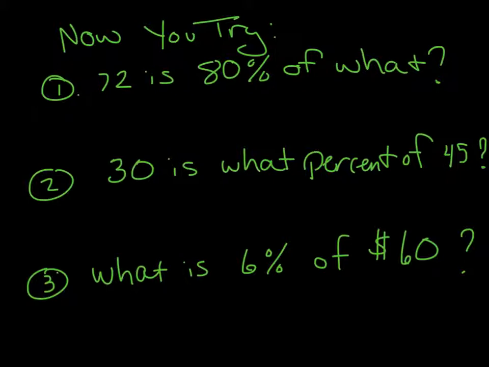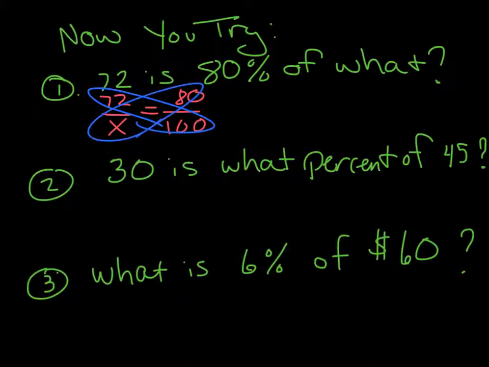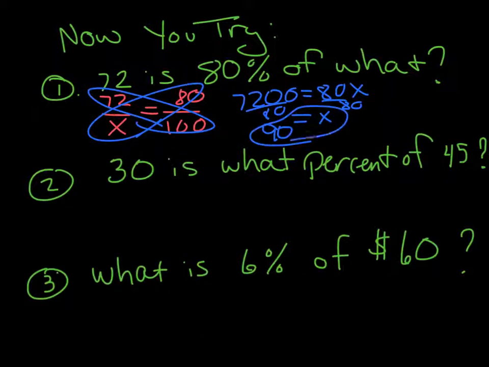Okay, so I'm going to run through these really quickly. I've got my proportion here set up. I see that it's 80%, so that goes over 100. I don't know the total, but I do know that the part is 72. And when I cross multiply, I'm going to get 7,200 equals 80x, dividing both sides by 80. And I get 90. So 72 is 80% of 90.